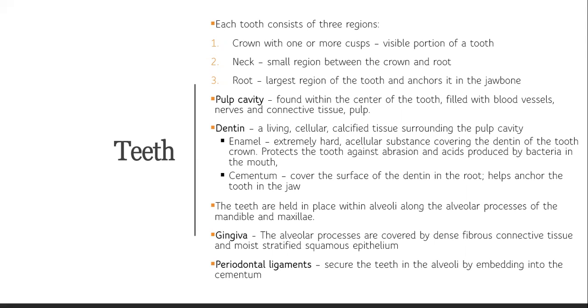So the teeth are held in place with alveoli along the alveolar processes of the mandible and the maxilla. And we have the gingiva, which is the alveolar process covered by dense fibrous connective tissue and moist stratified squamous epithelium. Then we also have the periodontal ligaments that secure the teeth in the alveoli by embedding them into the cementum.